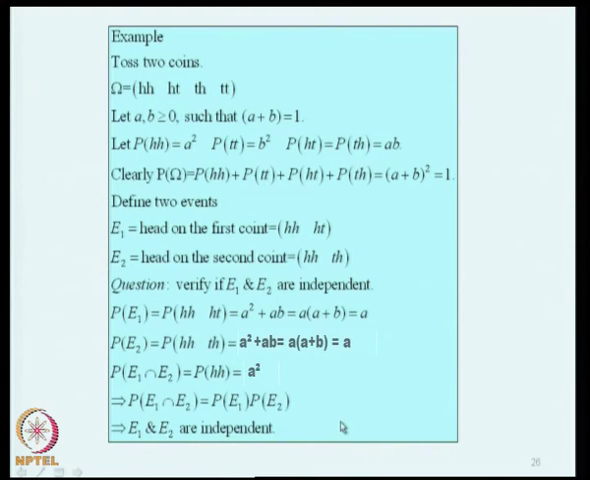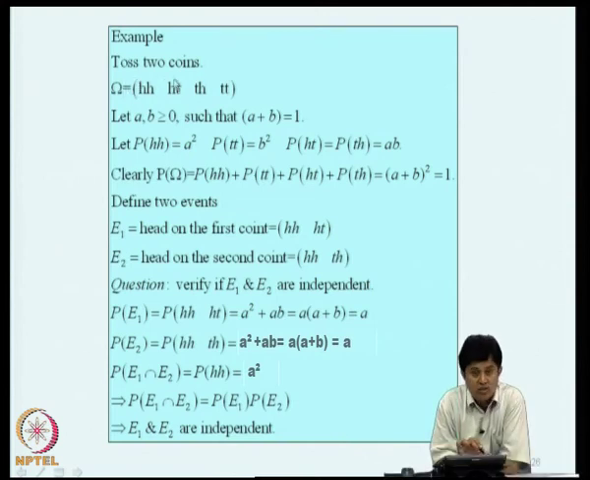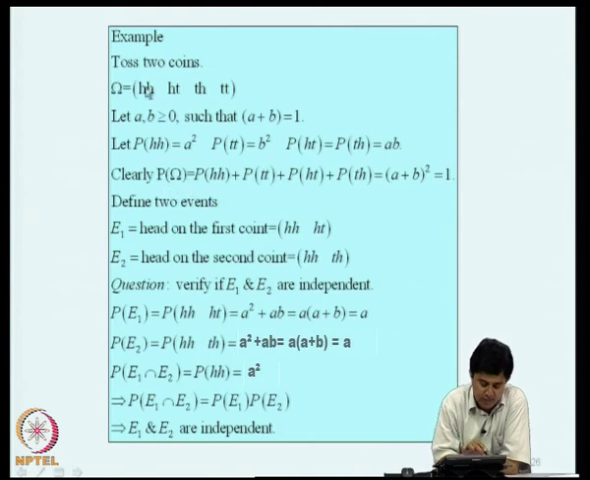We will consider a simple example. We will toss two coins, and we know the sample space is HH, HT, TH and TT. H stands for head, T stands for tail. Now, let us consider two numbers A and B such that their sum is equal to 1, and I will assign the probabilities as follows. The probability of HH is A square, the probability of TT is B square, and the probability of HT and the probability of TH are AB. Now, what is the sample space omega? It is actually the union of these 4 events, and they are all mutually exclusive. Therefore, I can add the probabilities. This is actually A plus B whole square, which is 1 because I have put A plus B equal to 1.